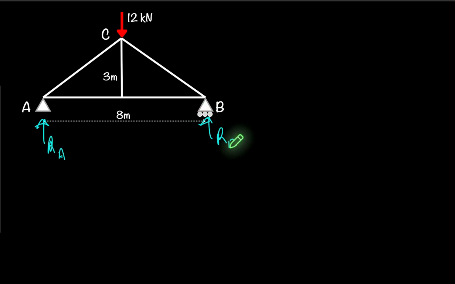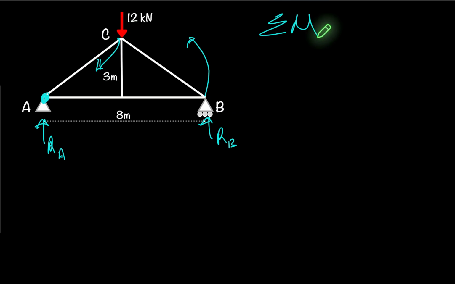And what you're usually required to do is to take the moment about one of these points. I'm going to use about point A. So that means we're going to have RA rotating counterclockwise and RB rotating clockwise. So we're going to do the sum of the moment about point A. And when you see equals 0, it means that you expect the system to be in equilibrium.